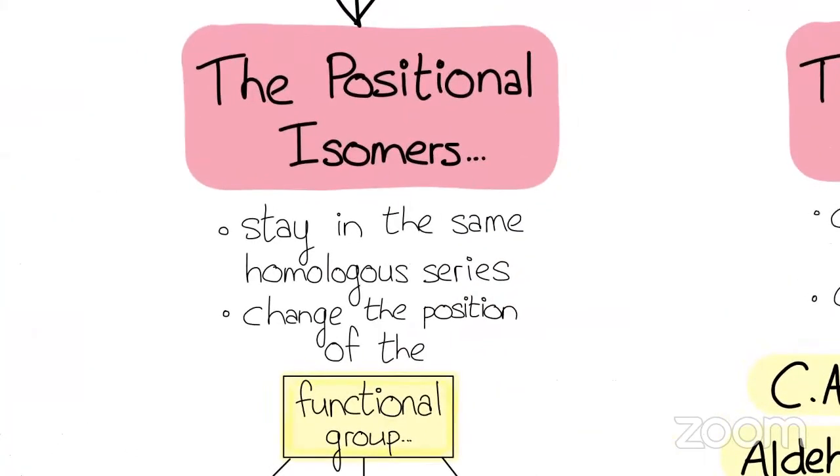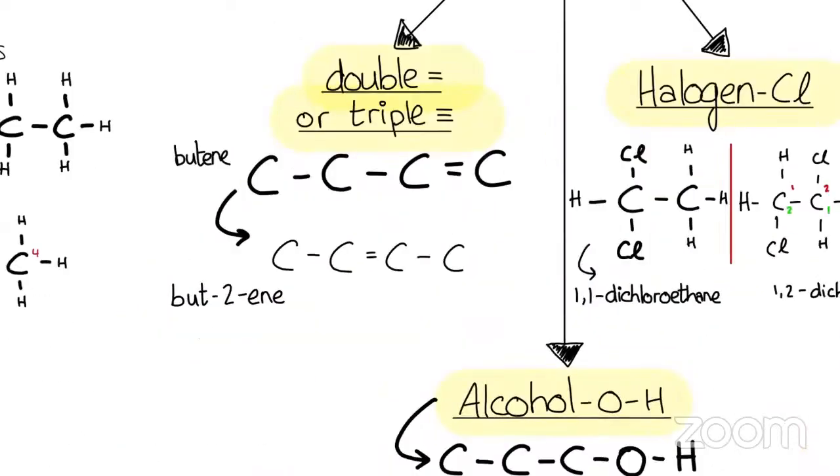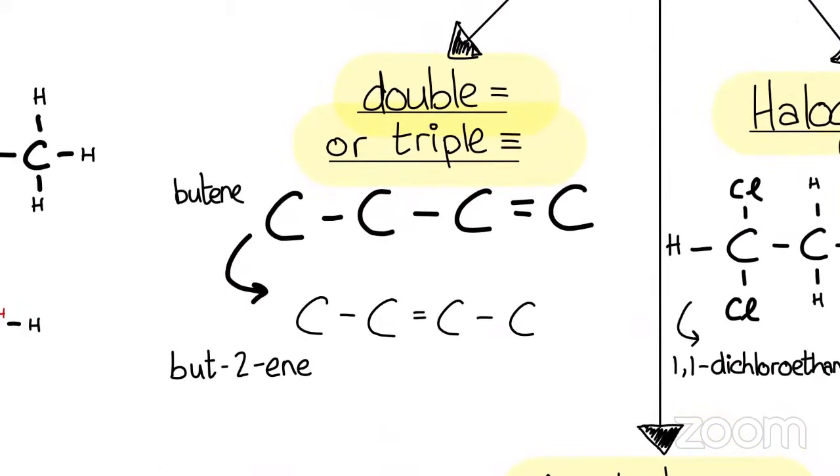Then we discussed the positional isomer. Now, with the positional isomer, again, we are still staying in the same homologous series. We are not changing the homologous series. So, of course, we are expecting the same functional group. But actually the main thing of a positional isomer is you are changing the position of the functional group. Then we split it into 3 different ones where we discussed a functional group, the double or triple bond. So when we change the position of the double or triple bond, the first organic compound was butene.